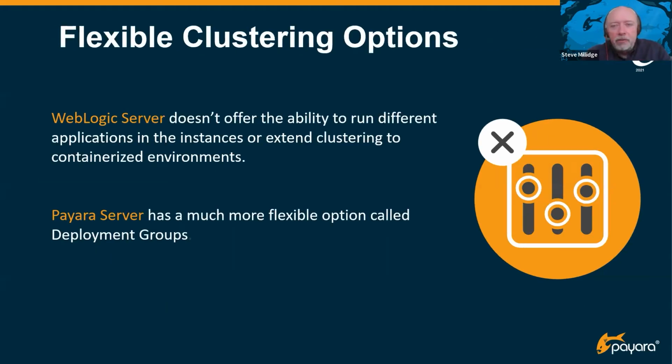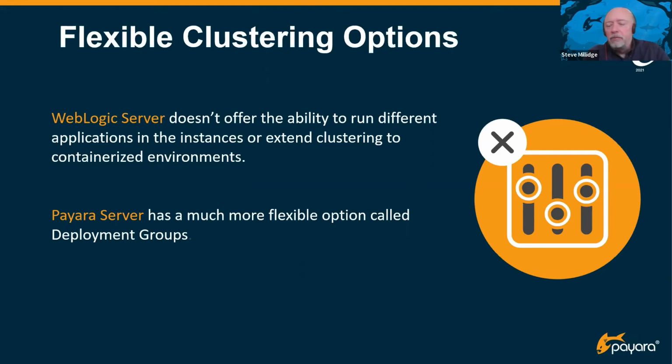So WebLogic has a traditional domain model and a traditional domain clustering model. In Payara, we have a different model. We have something called a deployment group, and this is based on our embedded data grid, which we'll talk about briefly later. And we can do a lot more different clustering models in Payara. So we can cluster different applications across the same deployment groups. We can have multiple deployment groups within the same domain. Basically, each application targets a deployment group, and you can bring servers in and out of the group, and the application will deploy automatically to them.